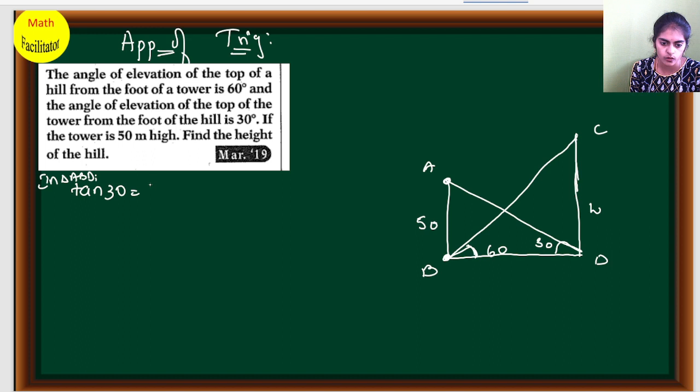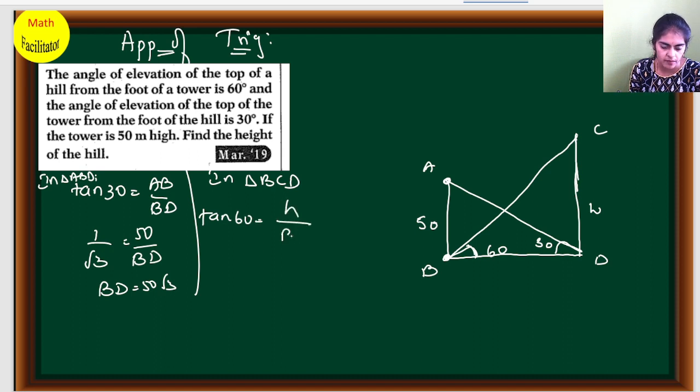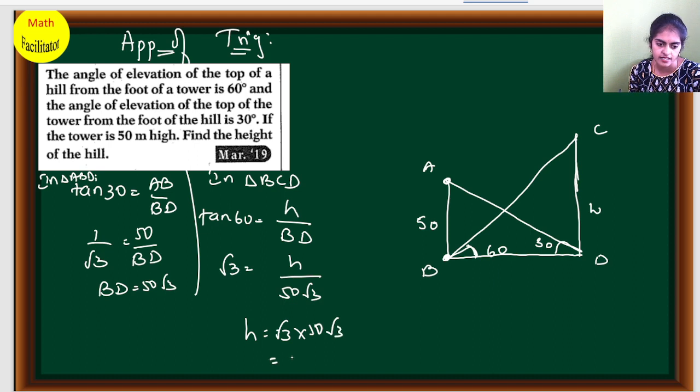So tan 30 equal to AB by BD. 1 by root 3 equal to AB is 50 by BD. So BD equal to 50 root 3. Now the next triangle: in triangle BCD, tan 60 equal to h by BD. Tan 60 is root 3, h by BD, 50 root 3. So h is root 3 into 50 root 3. You will get 50 into 3, that is 150. So h is 150 meters. The tower was given in meters, so the hill height is 150 meters.